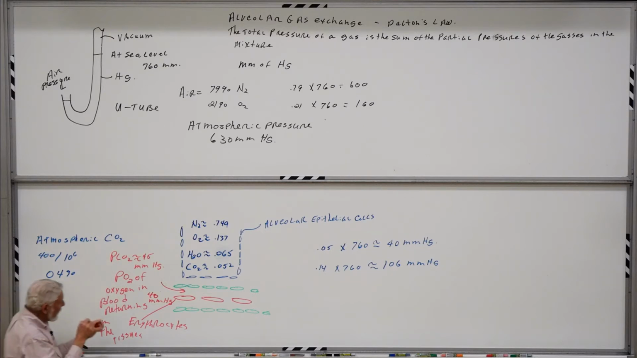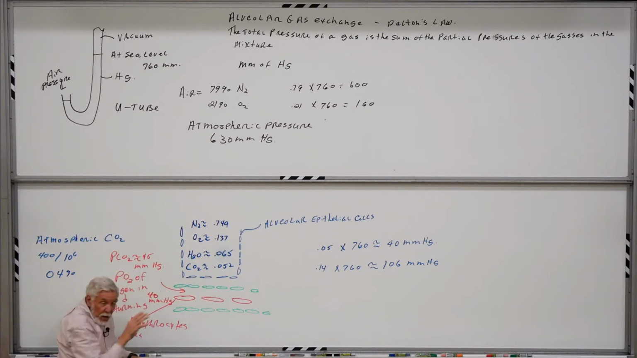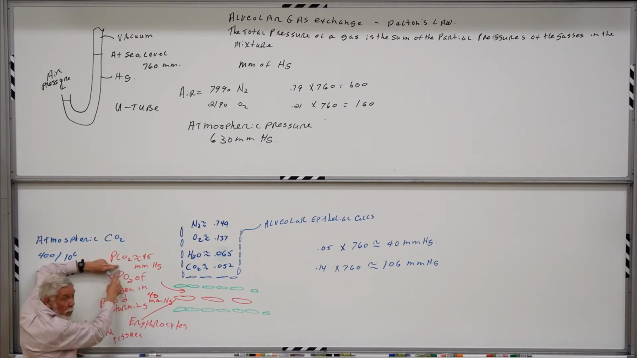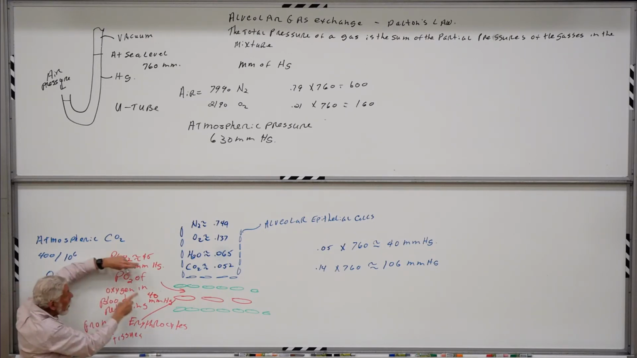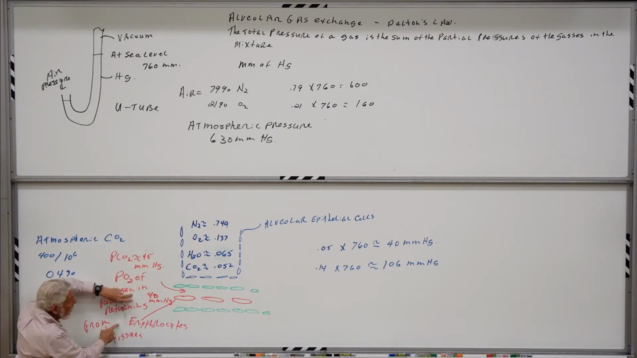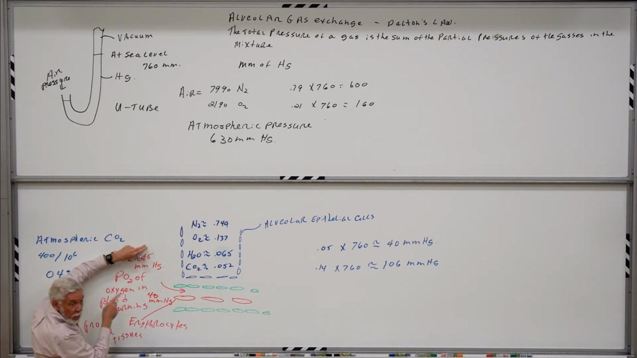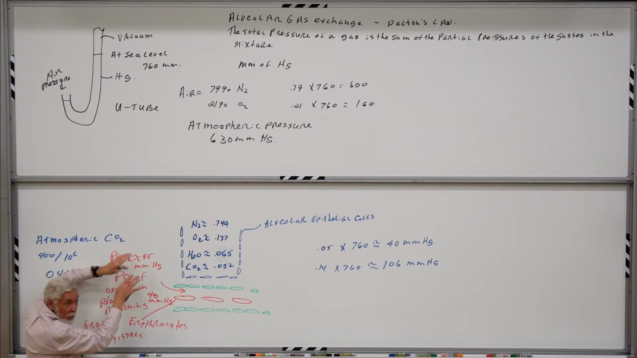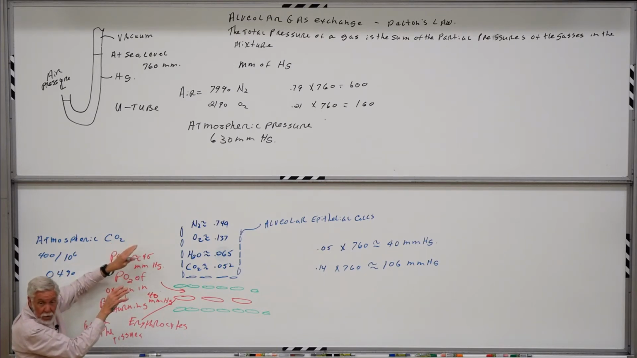So now look what we've done. To give these numbers, we have 45 millimeters of mercury as the partial pressure of CO2, and we have 40 millimeters of mercury as the partial pressure of oxygen. Now, let's take it away from these arcane terms of millimeters of mercury and just think about where things are in higher and lower concentration.